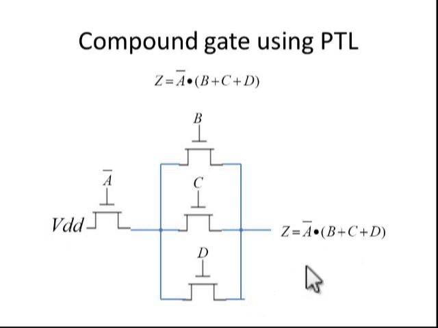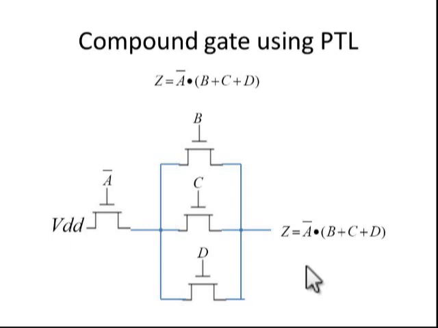The problem in the transistor logic is, when the condition is satisfied, that is the switches are closed, it will give the correct output, but the output may be degraded. If it is 0, we will get good 0. If it is 1, we will get degraded 1.